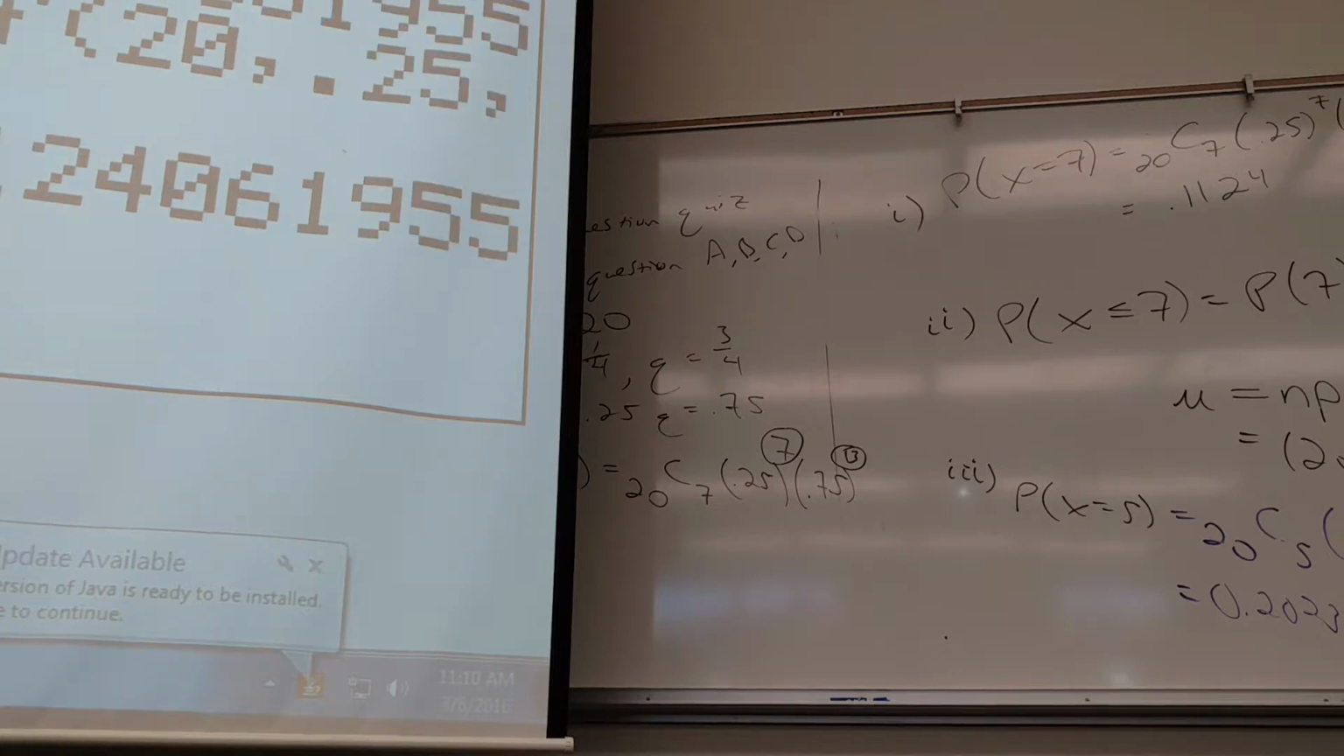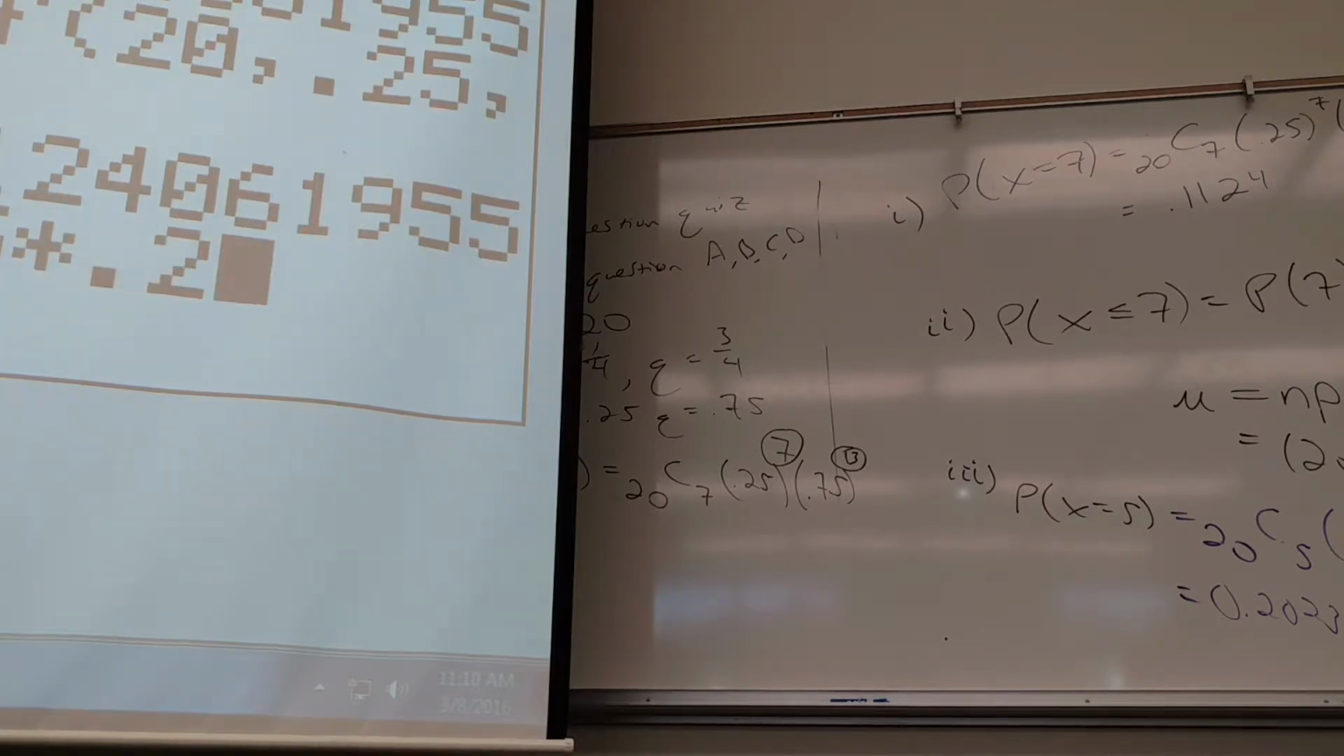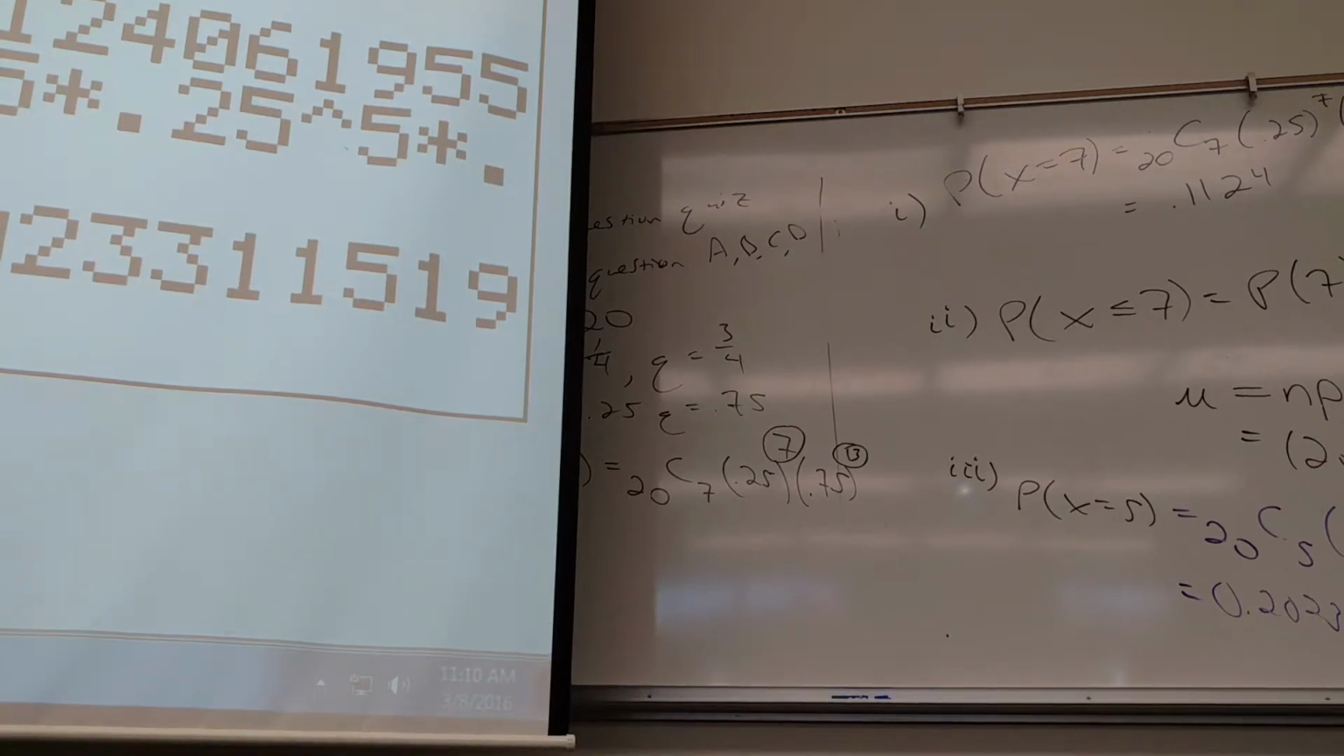Let me put that last one we just did in like this. 20 choose 5, 0.25 to the 5th, 0.75 to the 15th. Bam. So that's 0.2023. Yeah, I like it.